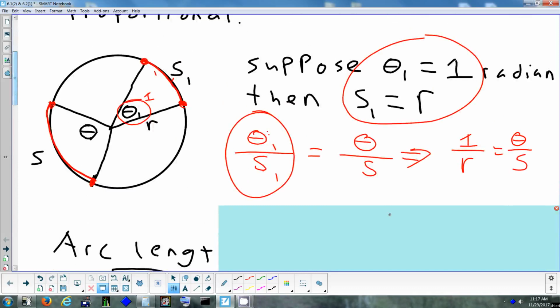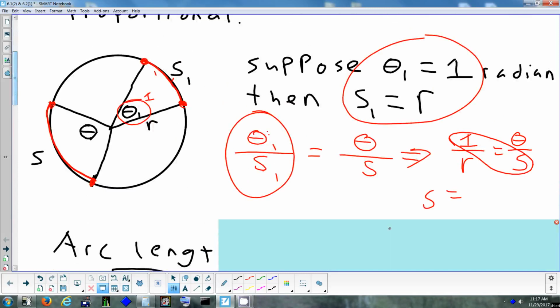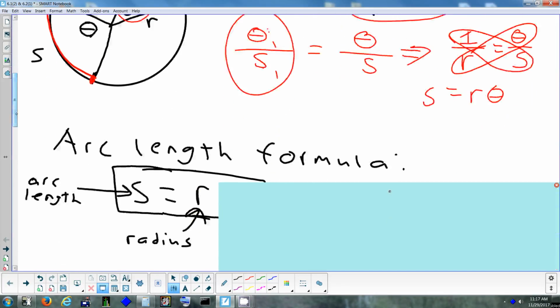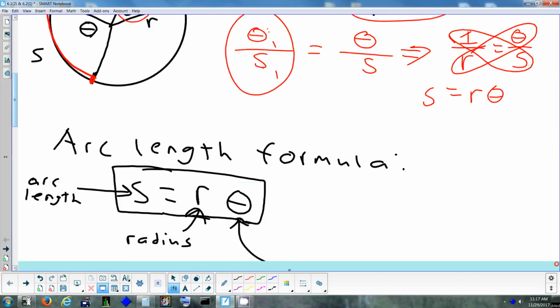Now, usually this formula is written with the s by itself. Does anybody remember the name of the technique you use to solve a proportion? It's 2 words. Cross multiply. So let's do that times that. What's s times 1? S, and then r times your angle. There's nothing else you can do with that. It's s equals r theta. And that's the arc length formula.